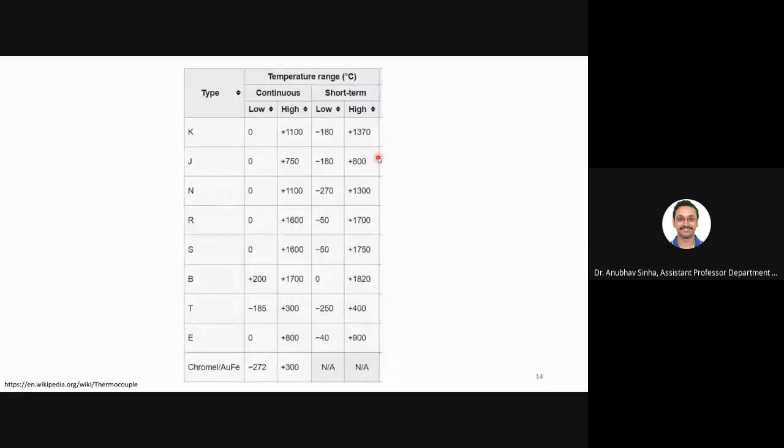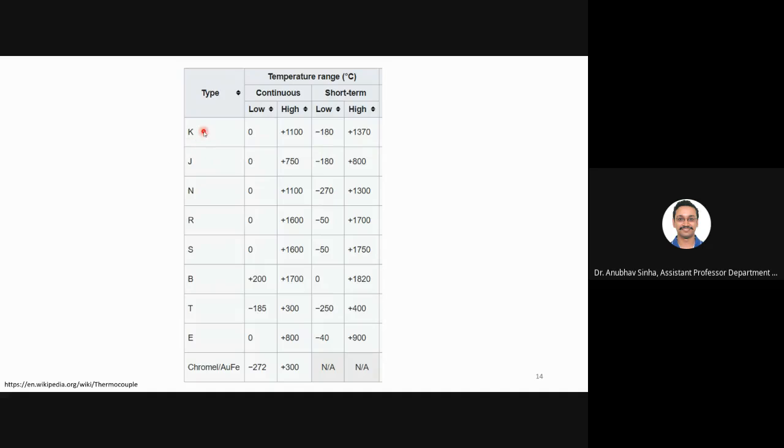Now, what happens is that these different types have different temperature ranges. Depending on what metal we have used, what the melting point of that material is, what the working range of that material is, we get different temperature ranges. And there are two categories, one is continuous and the other short term. If you want to measure quickly, you can use the high range. If you want to use it for a long time, then you use the shorter range. That's it. Basically, for different applications, you use different types of thermocouples.